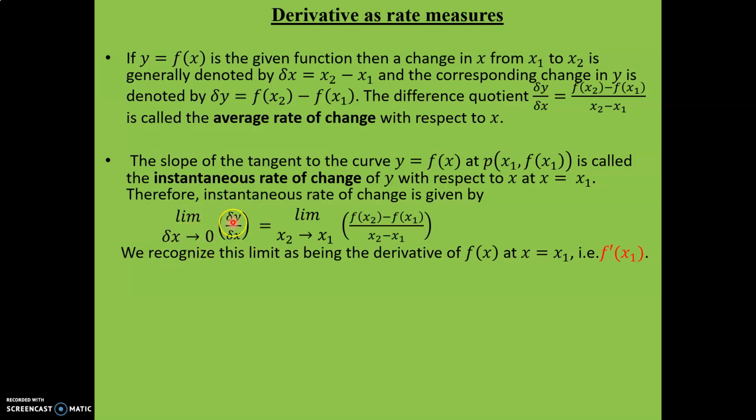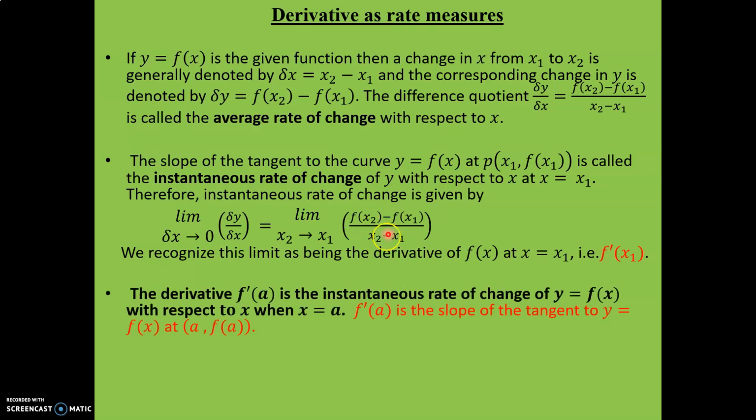Limit delta x tends to 0, delta y upon delta x, we already studied in previous chapter. That is dy upon dx is equal to, or f dash x1 is equal to limit x2 tends to x1 f of x2 minus f of x1 upon x2 minus x1. This is also called slope of the tangent. And when we are applying x is equal to a, this will become slope of the tangent to y is equal to f of x at a, f of a, that point.